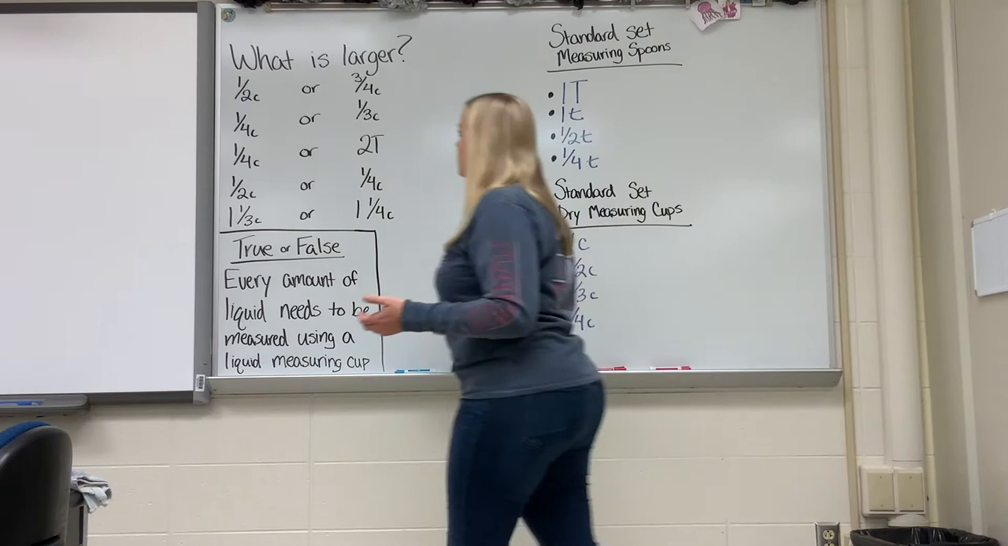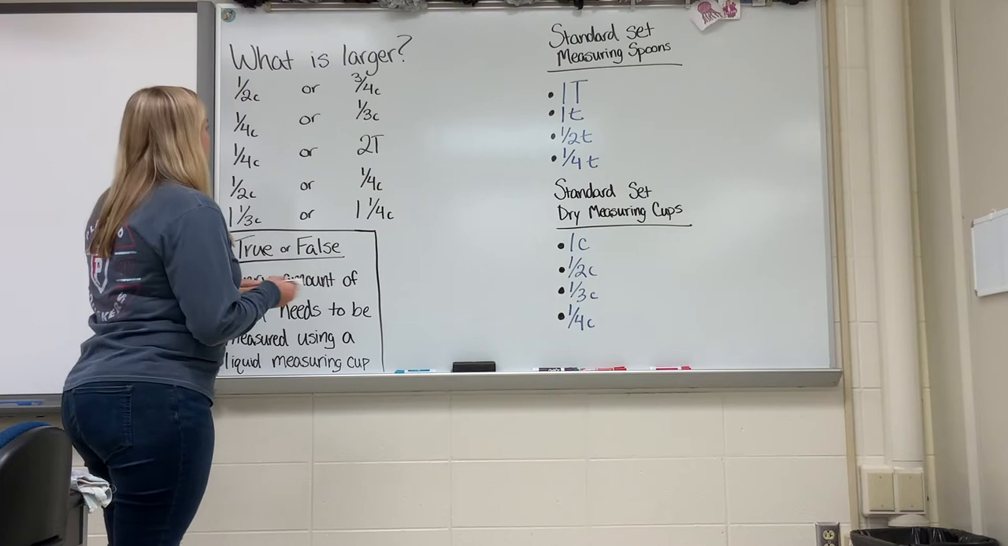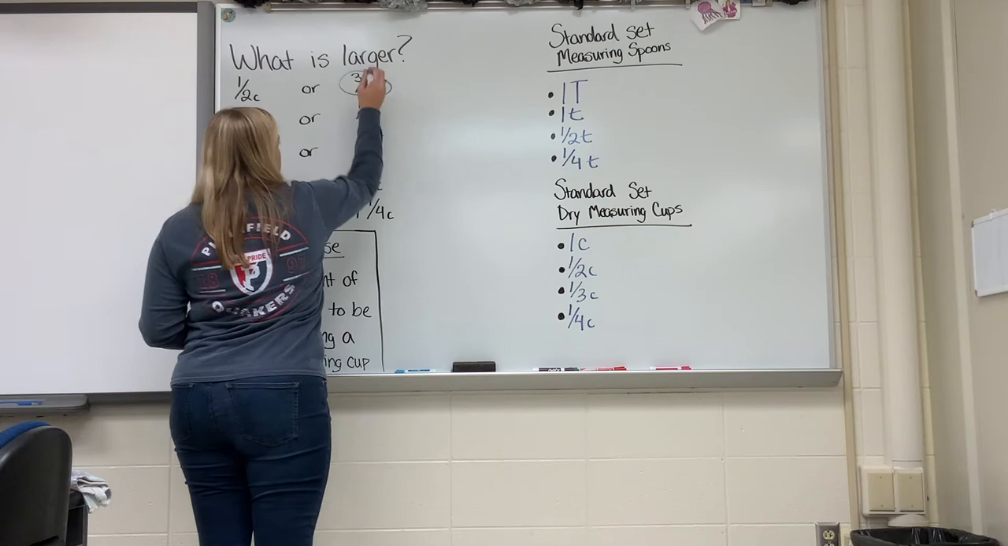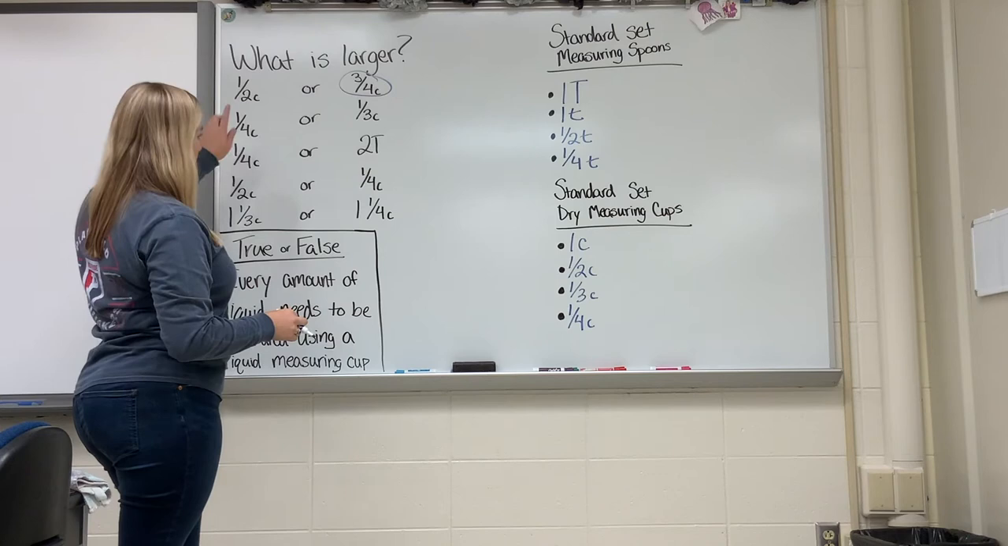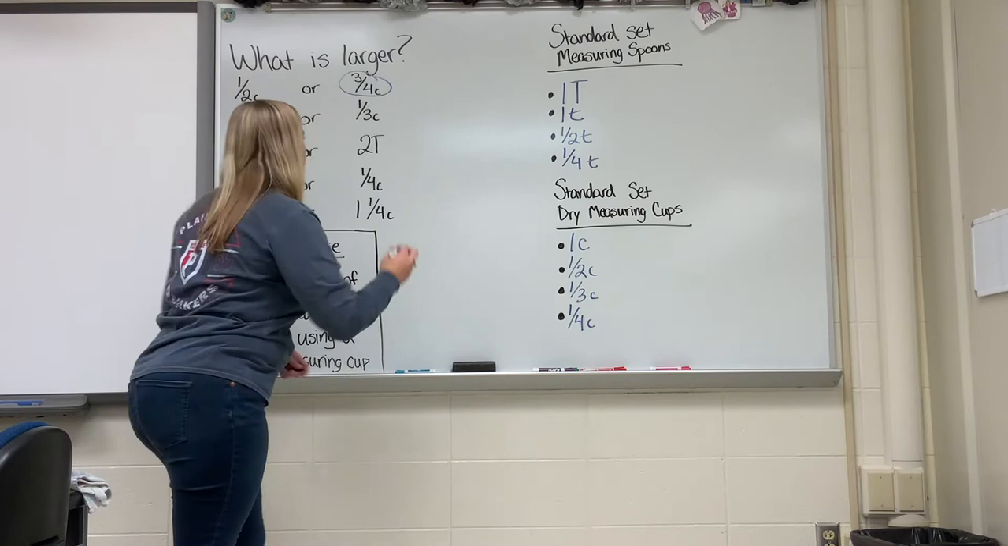Okay, so now if we take a look over here, we can really pretty easily figure out which is larger. Between 1/2 cup and 3/4 cup, 3/4 cup is going to be the larger of the 2 measurements. Then if we look at 1/4 cup and 1/3 cup, as we see over here, 1/3 is going to be larger than 1/4. So that is going to be our correct answer.